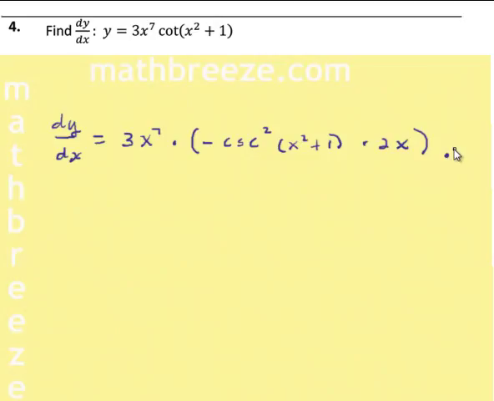Alright, so that's just part of it. That was just the first times the derivative of the second. So we did the first times the derivative of cotangent x squared plus 1, and now we're continuing the product rule, the derivative of the first, that's 21x to the 6th times the second.